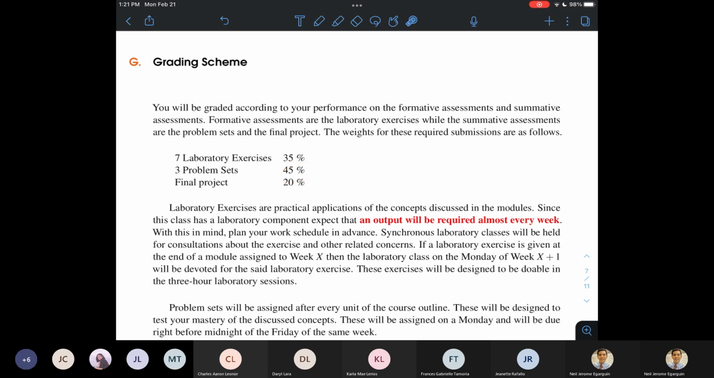So 45%. So isang problem sets, nonlinear equations, a system of linear equations, and another one for ordinary differential equations. Okay. And then we'll have a final project, 20%, which is similar to what you did in Math 174.